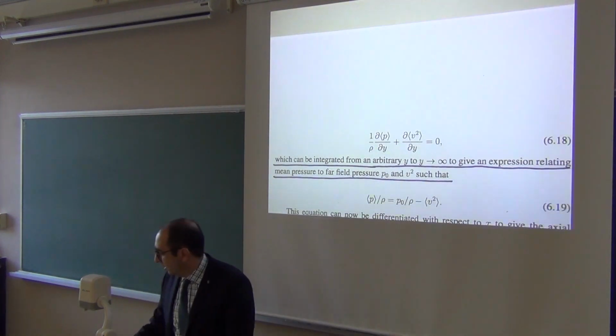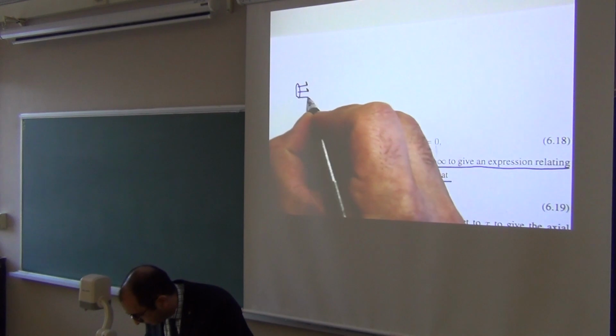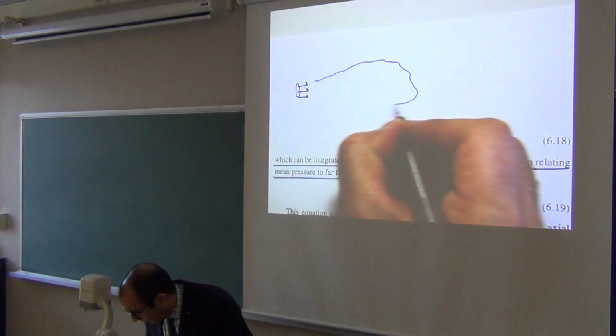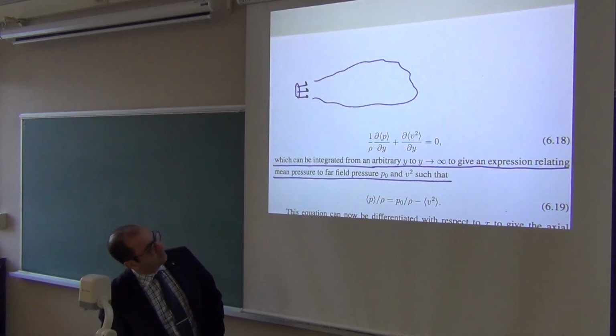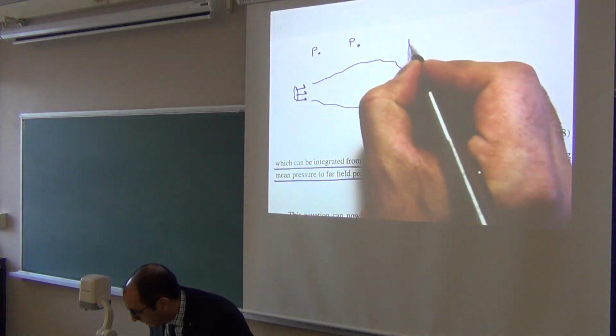It means that, remember, we said here's the jet. So the jet goes into a background. The pressure all around in the quiescent background is P naught.